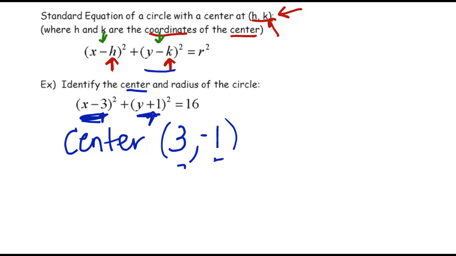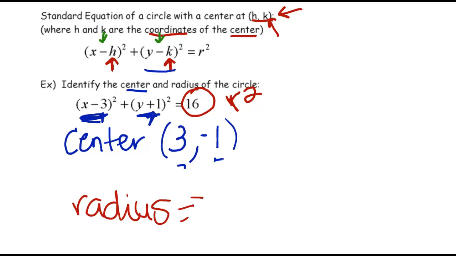Now, let's think about radius. Remember that this side is my radius squared. And so to figure out what the radius is, we have to take the square root. So the square root is 16. And again, when you take the square root, we would end up with a plus or a minus. But in this case, we're not going to have a negative radius. We're not going to have a negative distance. And so here, the radius for this one would be 4.